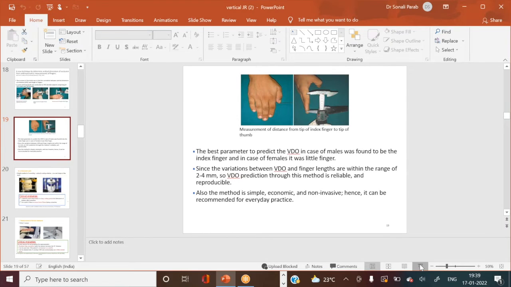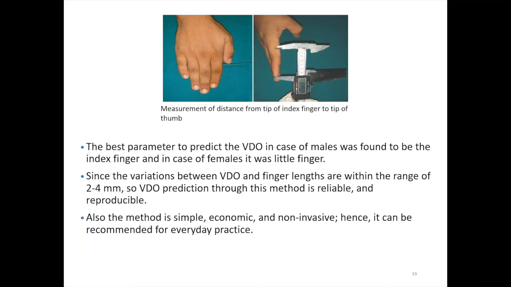So the best parameter to predict the vertical dimension of occlusion in case of males was found to be the index finger, and in case of females it was found to be the little finger. Since the variations between the vertical dimension of occlusion and the finger lengths are within the range of 2 to 4 millimeters, this method is reliable and reproducible. Also, this method is simple, economic, and non-invasive, and hence it can be recommended for everyday practice.